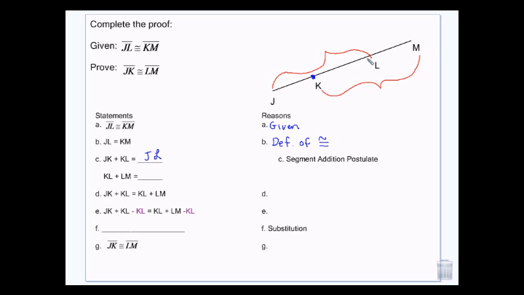So I'll put more dots. Maybe that'll help. Okay. And then KL plus LM equals KM. Yeah, we're going from K to L and then L to M. So we start here and go here, so it equals KM. Okay, and that's going to be segment addition.